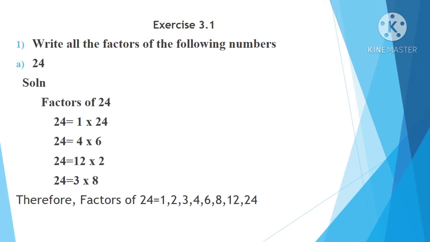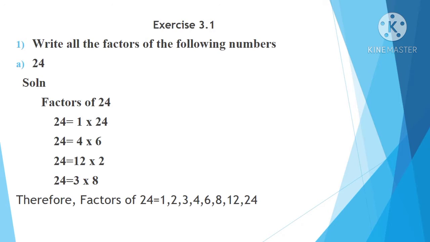Then we learned about prime numbers and composite numbers. What are prime numbers? Prime numbers have only two factors. What are the two factors? 1 and the number itself. Composite numbers have more than two factors. So they will have 1 and the number itself, and then other numbers.